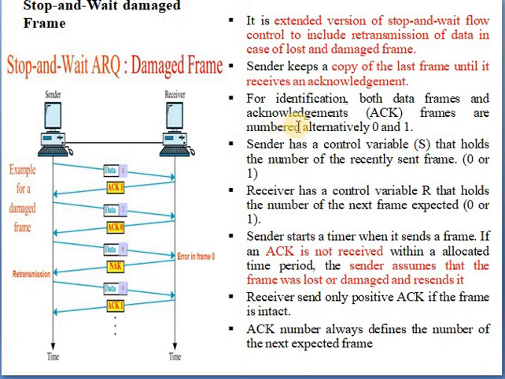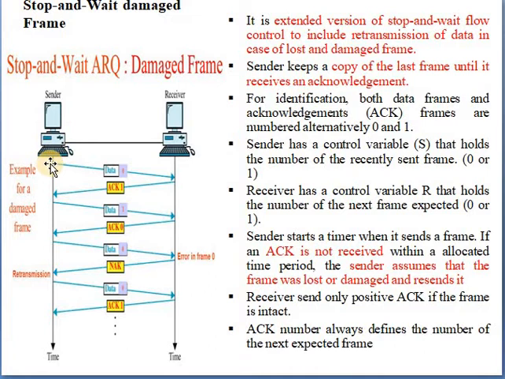For identification purposes, both the data frames and the acknowledgement frames are numbered alternately, that is 0 and 1. The sender has a control variable S, as we saw in a previous slide, that holds the number of the recently sent frame, 0 or 1. The receiver has a control variable R that holds the number of the next frame expected, 0 or 1. Here the sender starts a timer when it sends a frame.